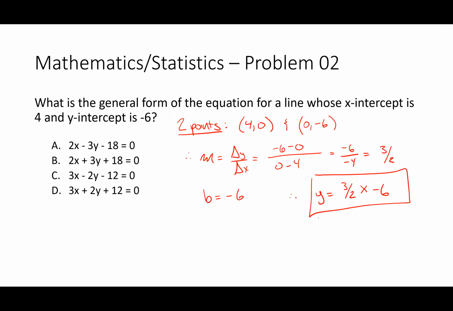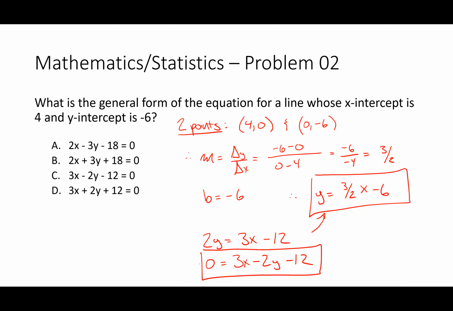So what I'm going to do is take this equation right here and multiply both sides by 2. And then, if I'm multiplying both sides by 2, that's 12. And then get everything all over to one side. The easiest way to do that is just subtract 2y from both sides. And there you go. Pretty straightforward.